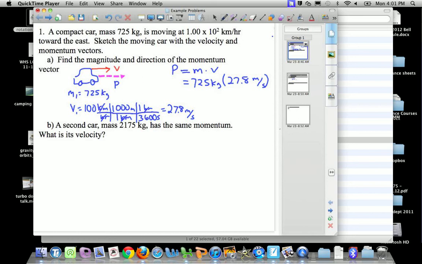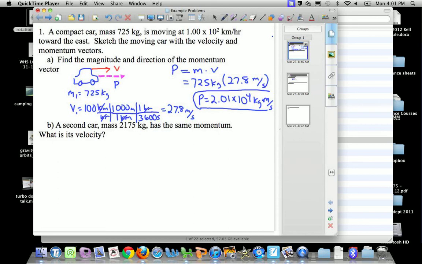If you put that in the calculator, 725 times 27.8, you should get approximately 20,100 as your answer, or 2.01 times 10 to the fourth, which is about 20,000 kilogram meters per second. So that's the answer to part A.